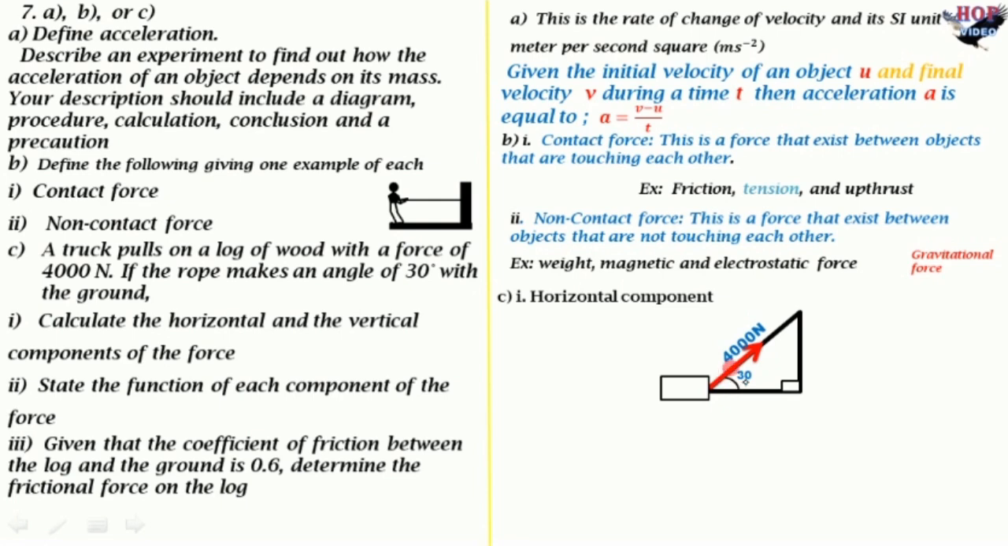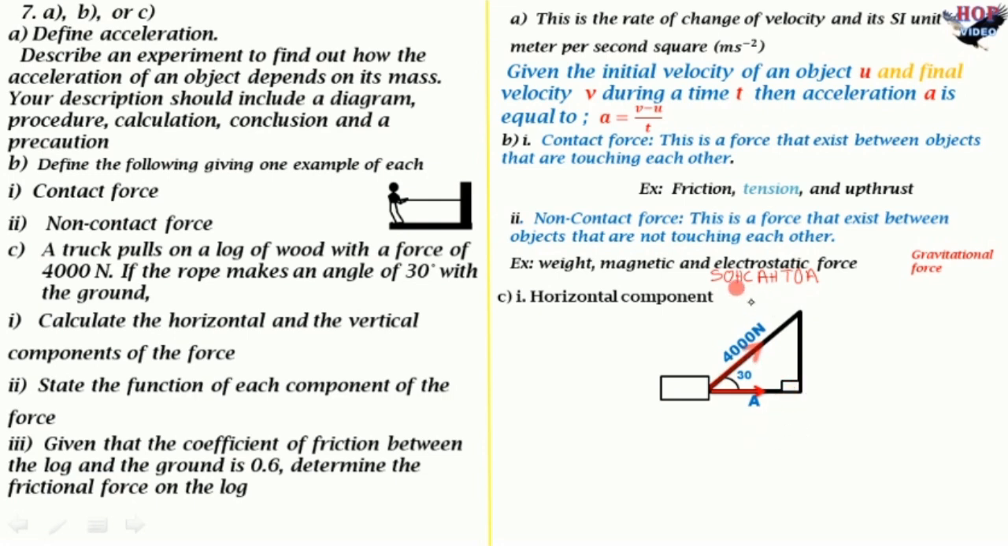Immediately you look at this, you will see what? A right angle triangle. Immediately you see a right angle triangle with an enclosed angle and the hypotenuse. Immediately you think about the trigonometry ratios, that is SOHCAHTOA. So the horizontal component, which is the one that acts along the adjacent of our right angle triangle. How do we calculate this?